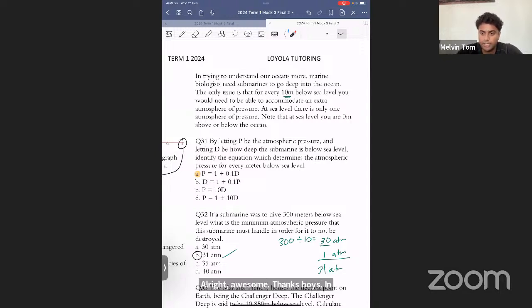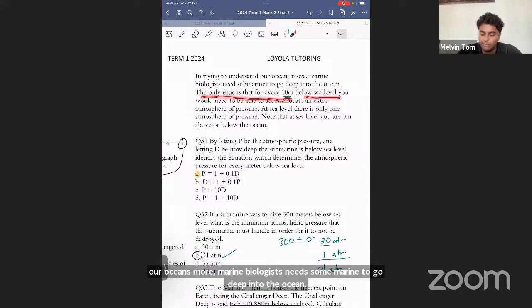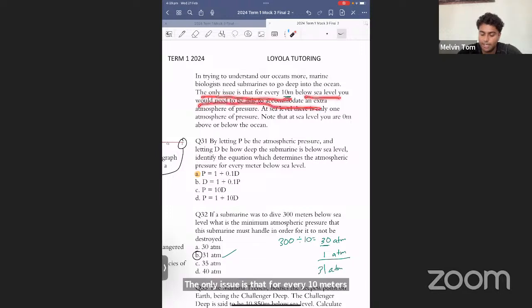In trying to understand our oceans more, marine biologists need a submarine to go deep into the ocean. The only issue is that for every 10 meters below sea level, you would need to be able to accommodate an extra atmosphere of pressure. At sea level, there's only 1 atmosphere of pressure. Note that at sea level, you are 0 meters above or below the ocean.